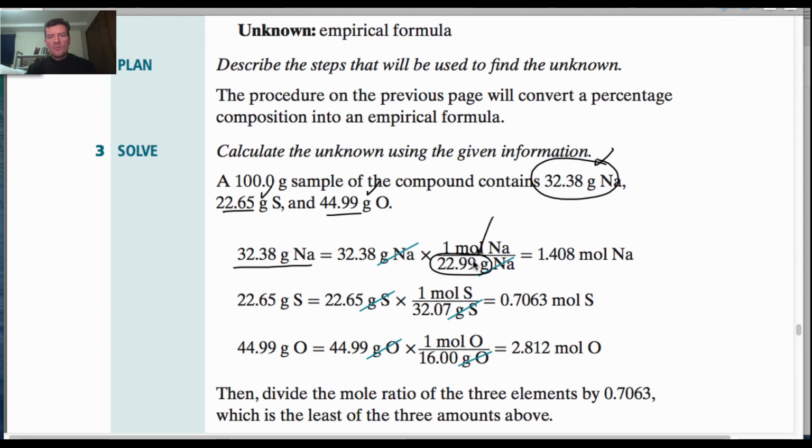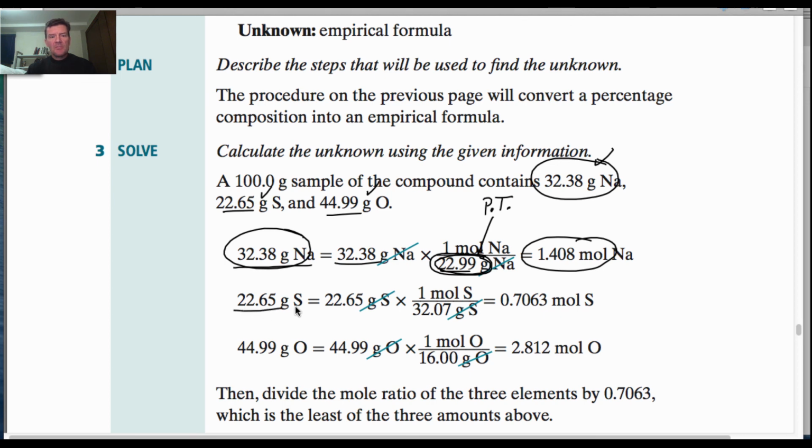Where do I get this 22.99? Straight from the periodic table. Okay? This is the mass in my sample. This is the mass of 1 mole of sodium. So I take the mass of my sample, divide by the mass of a mole. This is how many moles of sodium I have in my sample.